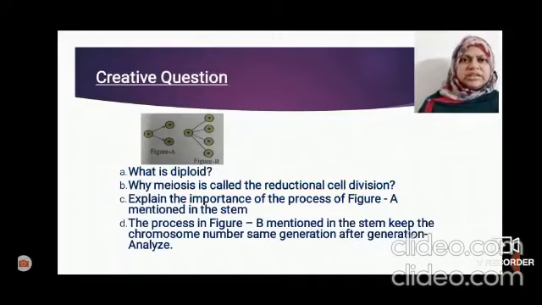Now, relative creative questions from these topics. In the STEM, we see two types of figure A and figure B. Now questions are: A. What is diploid? B. Why meiosis is called the reductional cell division? C. Explain the importance of the process of figure A mentioned in the STEM. D. The process in figure B mentioned in the STEM keep the chromosome number same generation after generation.